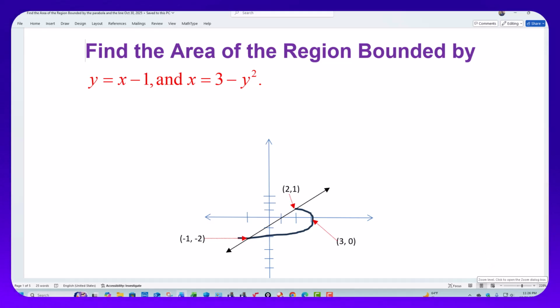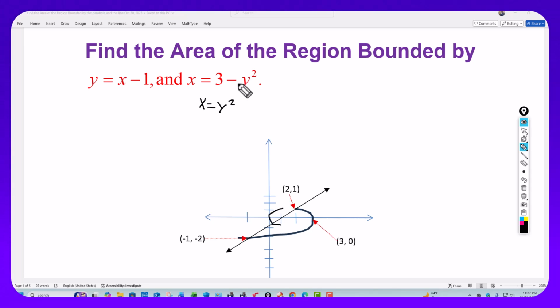In this video, we want to find the area of the region bounded by the line y equals x minus 1 and the parabola that opens sideways and has the equation x equals 3 minus y squared. Now, the graph of the parabola x equals y squared has its vertex at the origin and opens to the right. Putting a negative in front of the y squared makes it open the other way, to the left. And then the plus 3 makes it move over 3 places to the right. That's how we get the vertex over here.